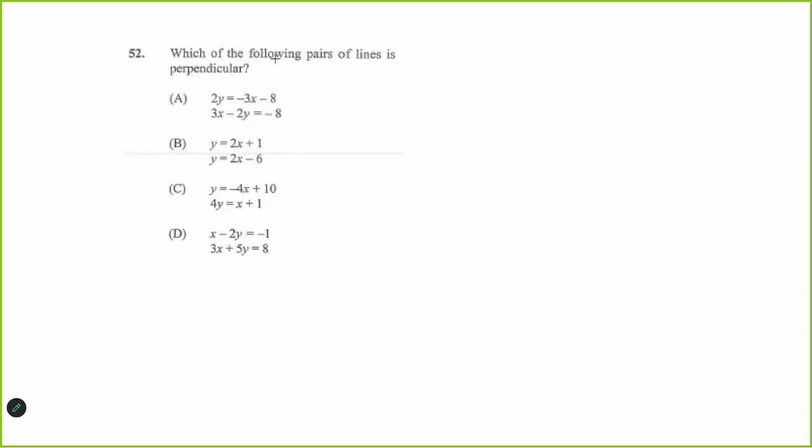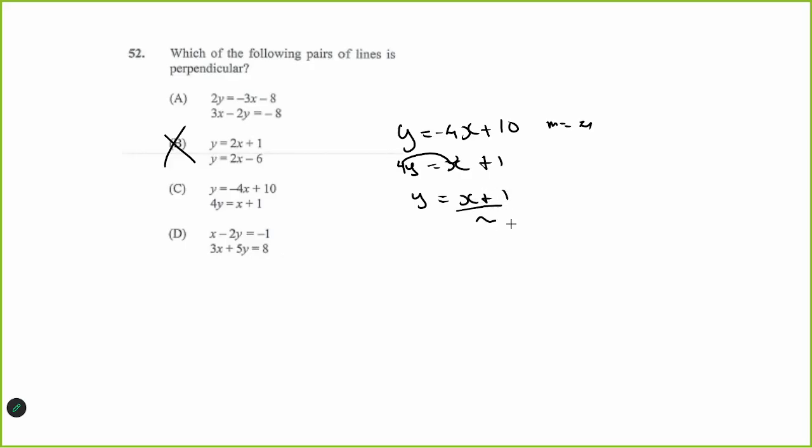This one here, which lines are perpendicular, meaning when you take their gradients, so it will not be this because gradients are equal here, right? You could try, let's try C. Y is equals to minus 4x plus 10, so the gradient is negative 4. Then we have 4y is equals to x plus 1. You carry this across, y is equals to x plus 1 all over 4. So therefore, my gradient is a quarter.